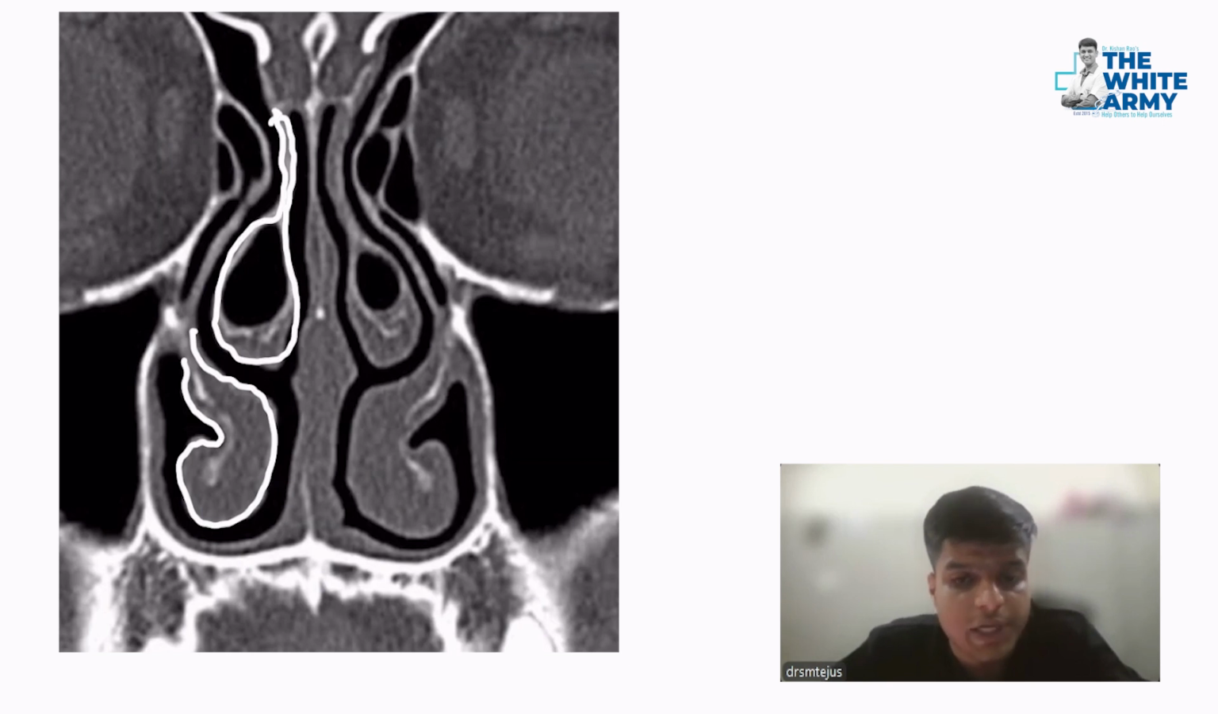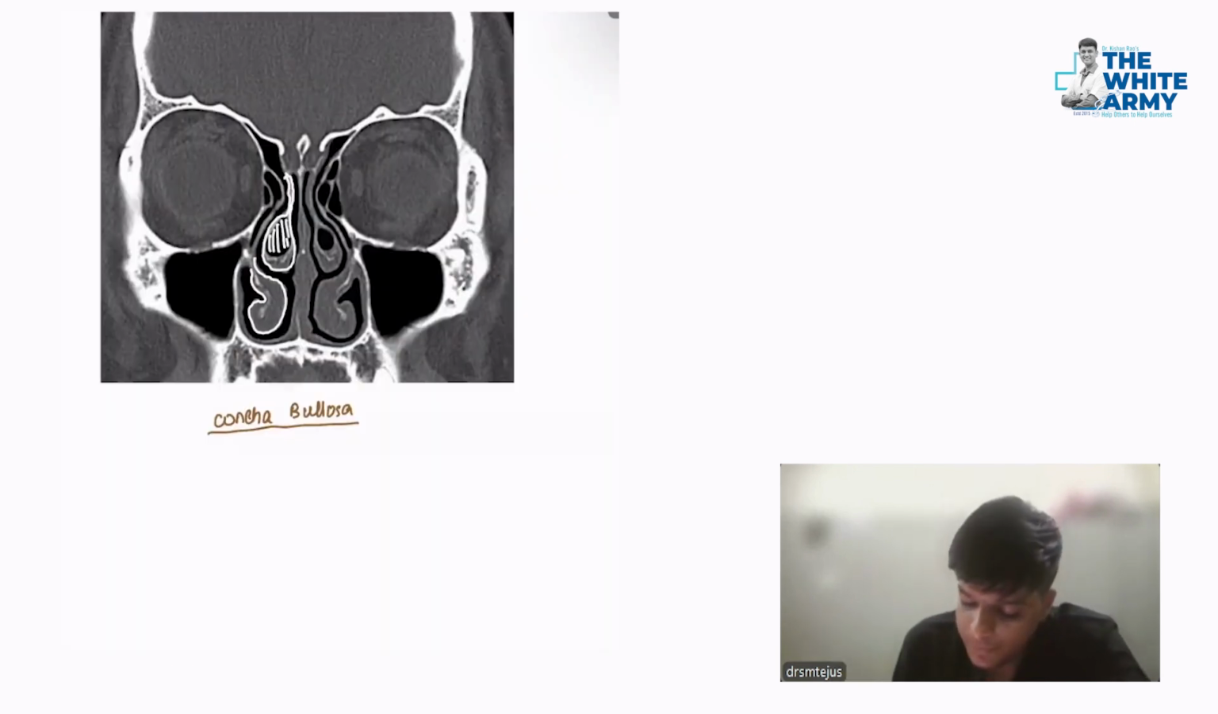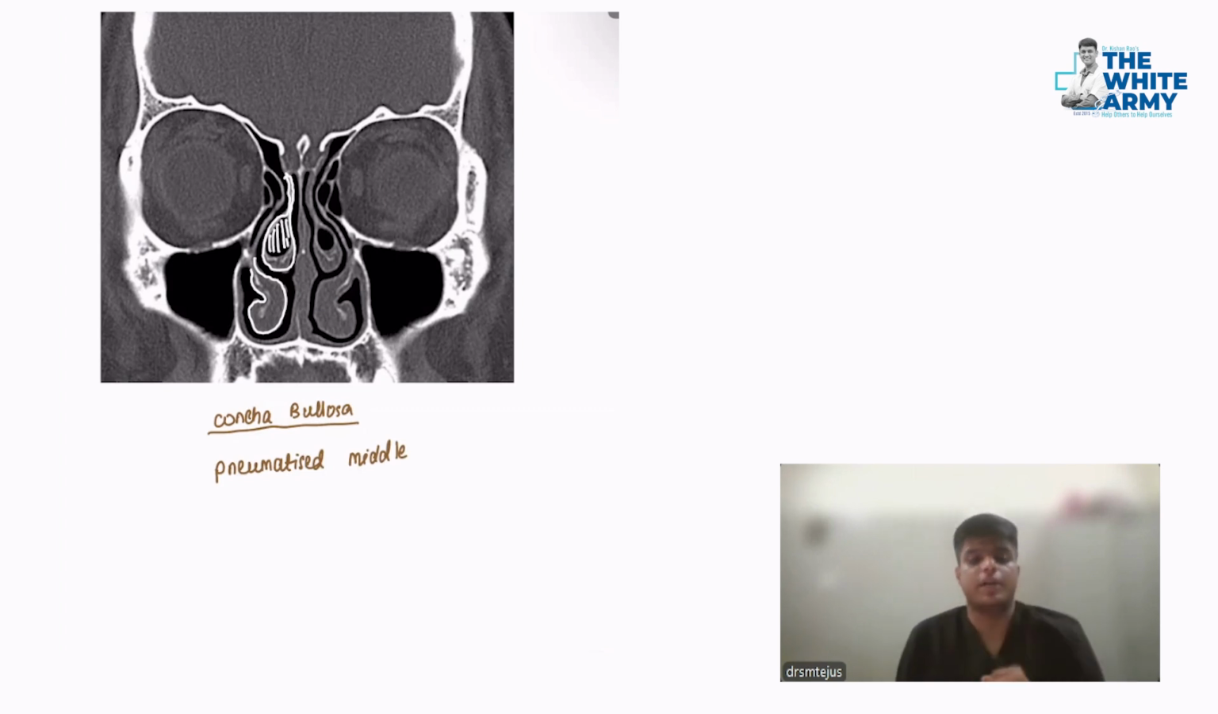If a patient develops a hollow, or air within the bone, and if that bone is our middle turbinate, then it's called concha bullosa. So it can be given a simple name: pneumatized middle turbinate. A middle turbinate which has been pneumatized, nothing but air filled within the turbinate. So it's called a pneumatized middle turbinate, or we can also call it concha bullosa.